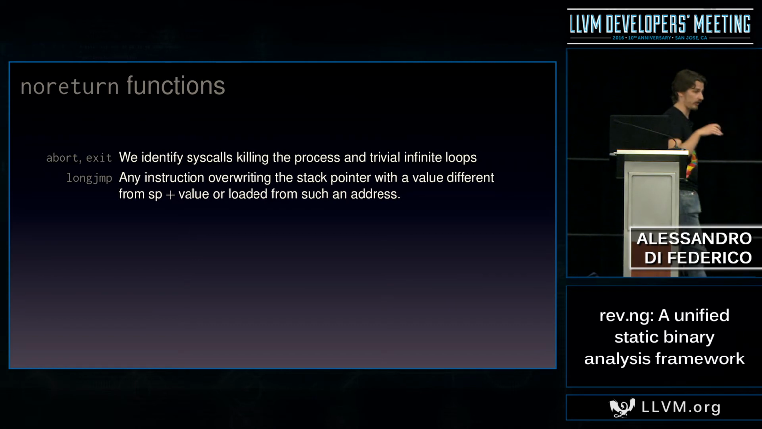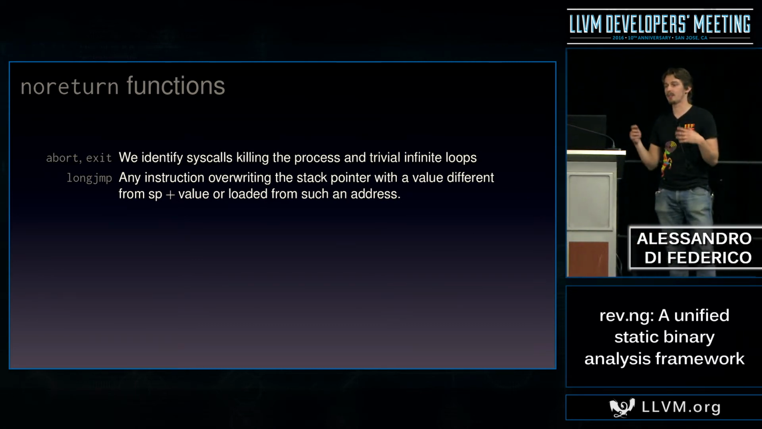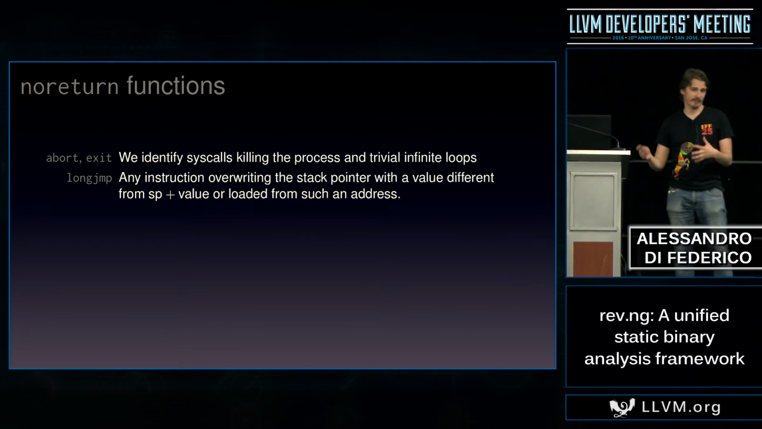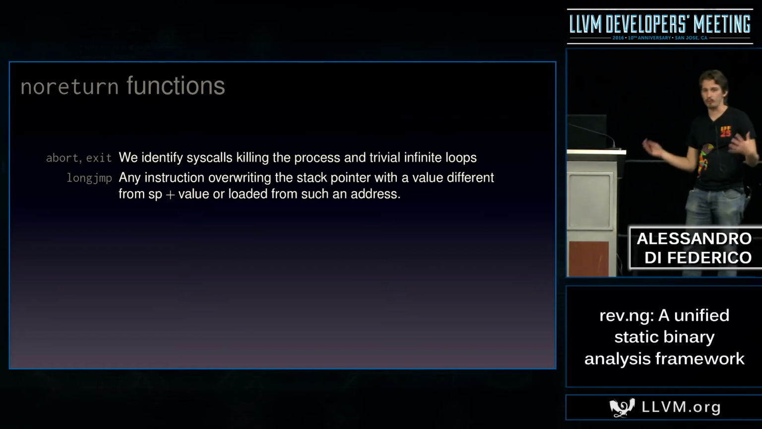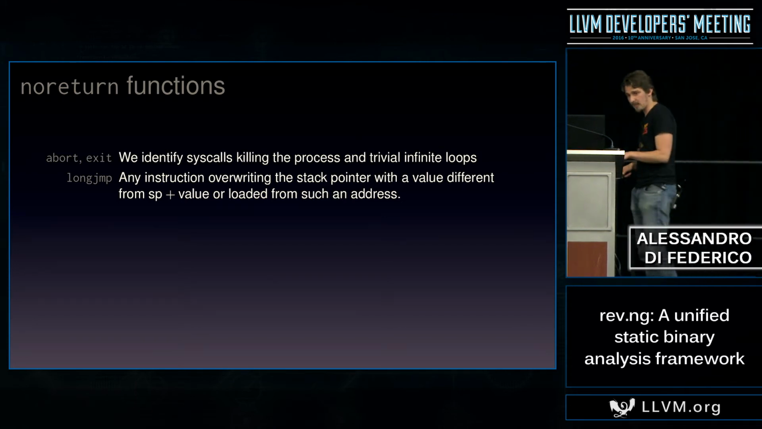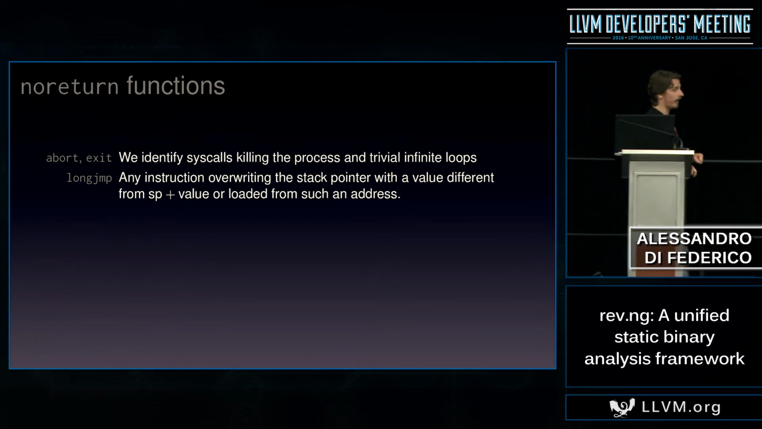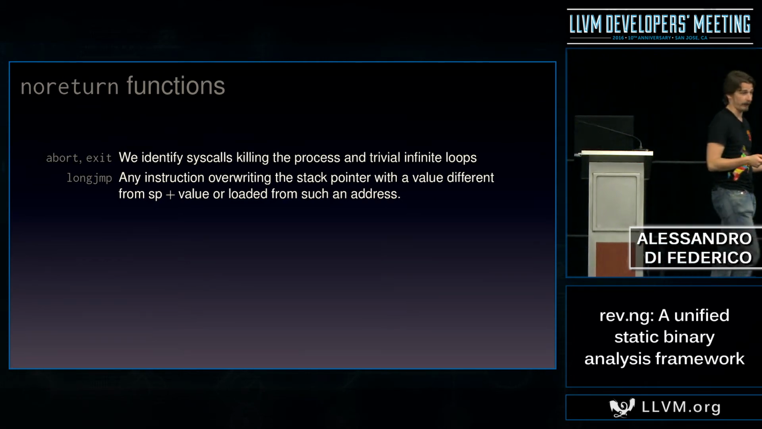Usually the abort function is implemented by first trying to raise a signal or doing several other things, but then as a last resort, as a last chance, if you're really not able to terminate the process, it starts spinning in an infinite loop. The last type of no-return functions that we can detect are the long jump functions.